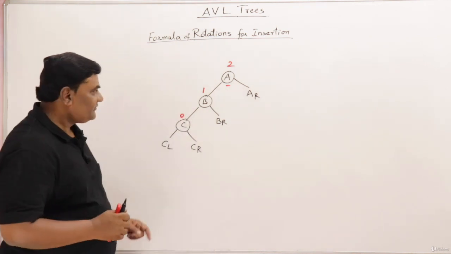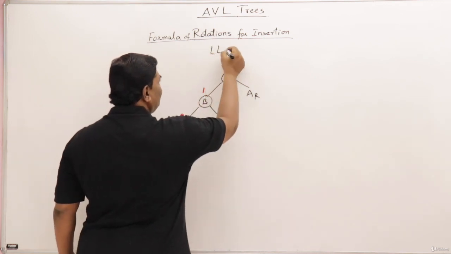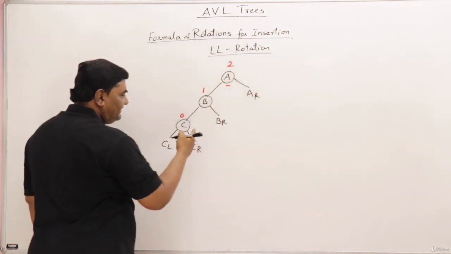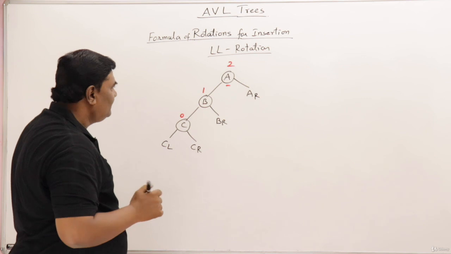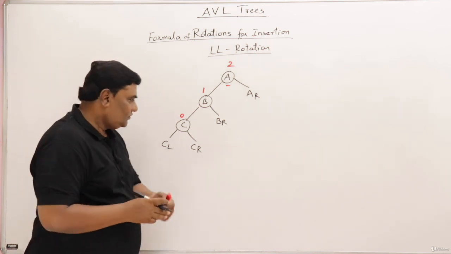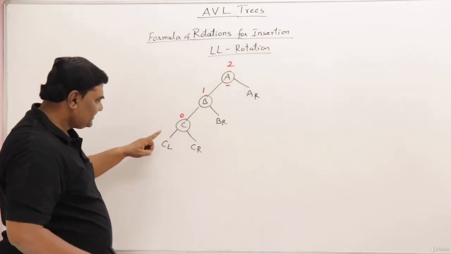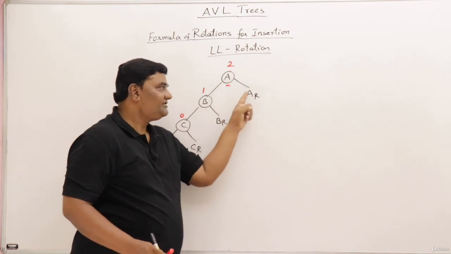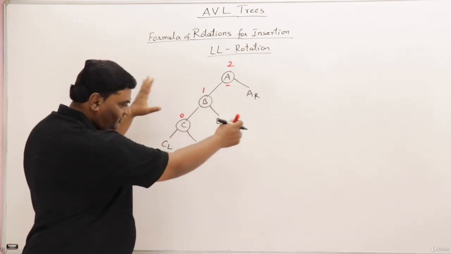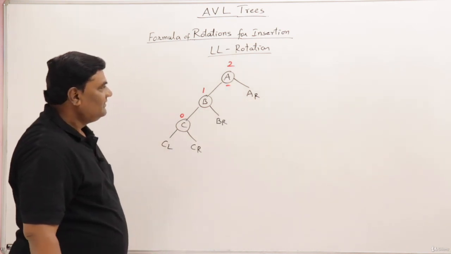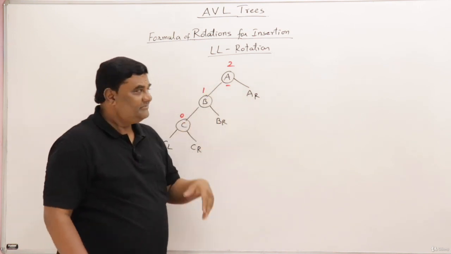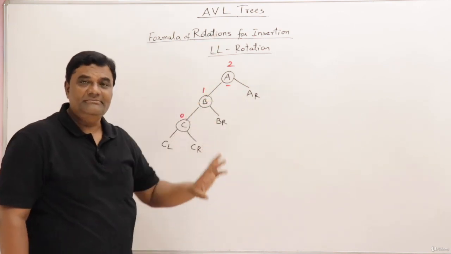Let us look at the first rotation. This is for LL rotation. I have taken an example tree. Only 3 nodes? No, it has a left child, right child. This has a right child, right child. Imagine a lot of nodes are there. So A is a root. No, imagine above that also a lot of elements are there.